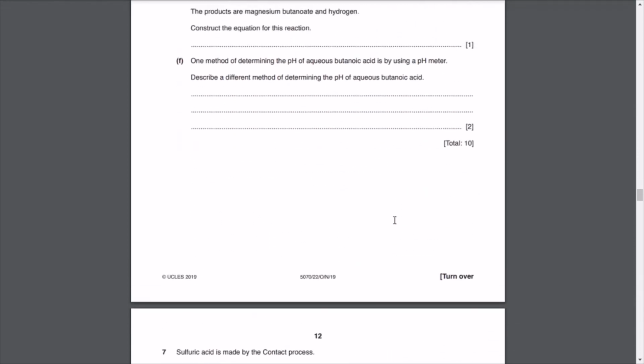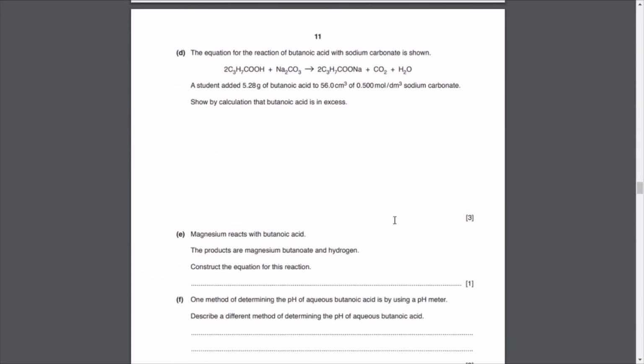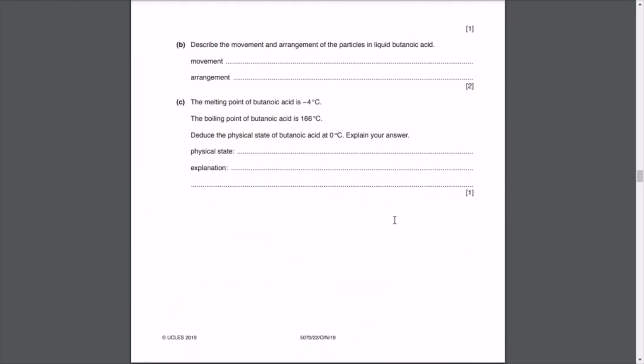This is a 10-mark question, and it's, I guess, really easy. You just need to be focused and vigilant while solving it.